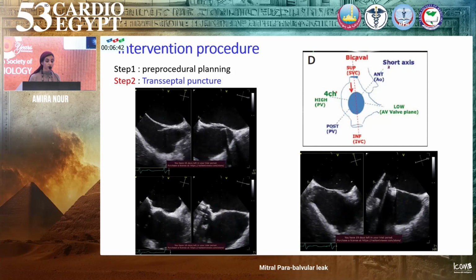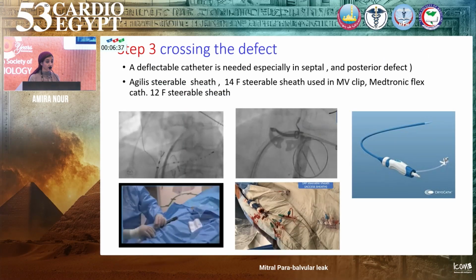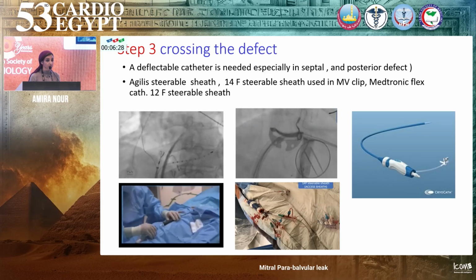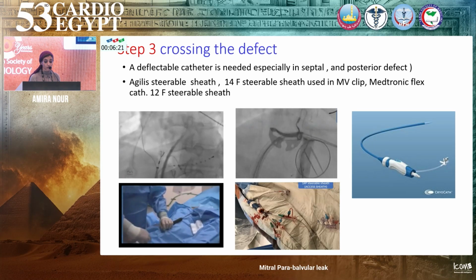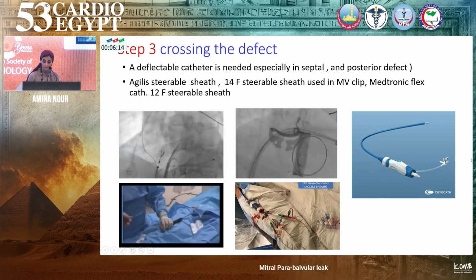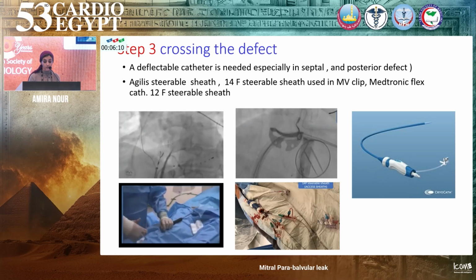Then you proceed for the transseptal puncture, which should be as superior and as posterior as you can, especially in posterior and septal defects. And then comes the third step, which is the most difficult one, which is crossing the defect. And you should have a deflectable catheter in your cath lab, especially in the septal and posterior defects, such as the Agilis catheter, or sometimes we use the Medtronic Flex catheter, 12 French steerable sheath, which is used by the electrophysiological team.